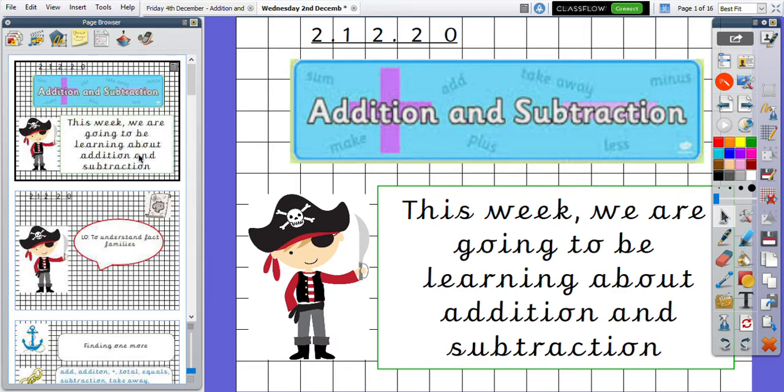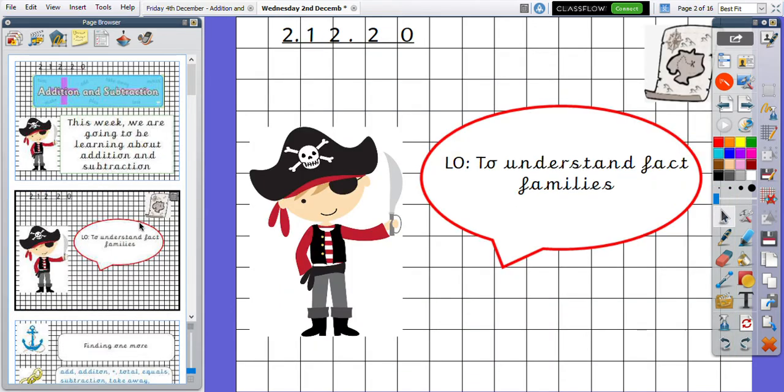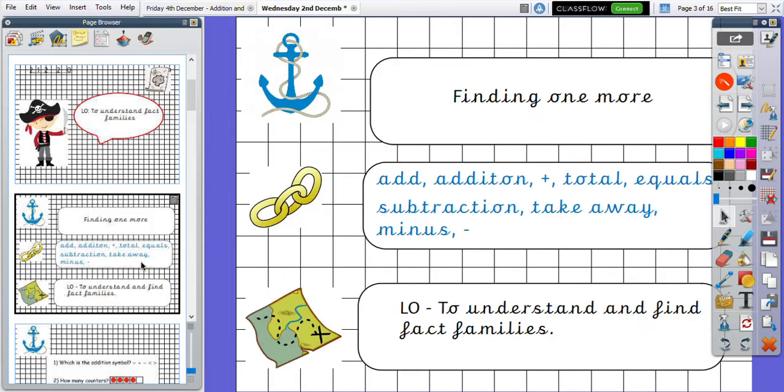So we're going to continue with our addition and subtraction learning today, and we're going to be looking at fact families. Okay, so our anchor for today will be finding one more. We'll be using the same vocabulary as we have done for the past couple of days, and our lesson objective today is to understand and to find fact families. Now, you should all be experts already on fact families because we've done lots of work around this topic in our numbers and pattern sessions in school. So this should be just a recap for you, ready to complete your work.